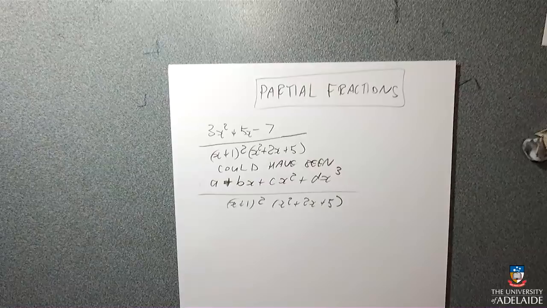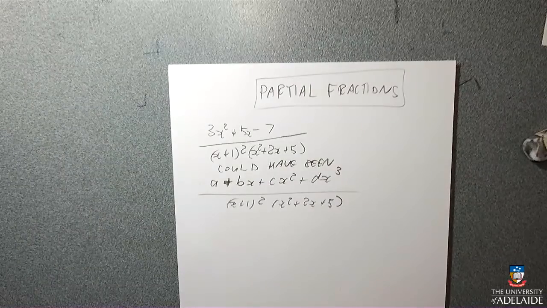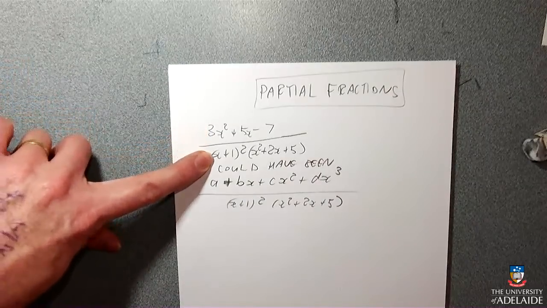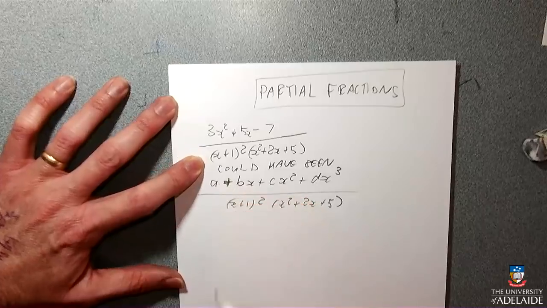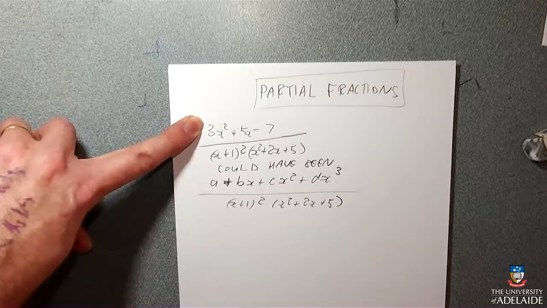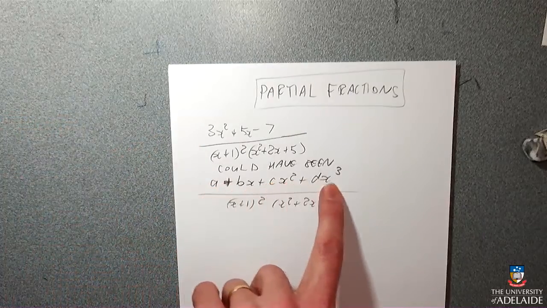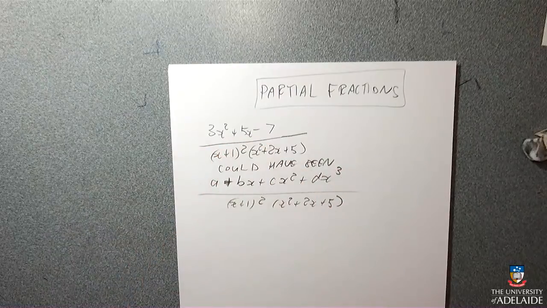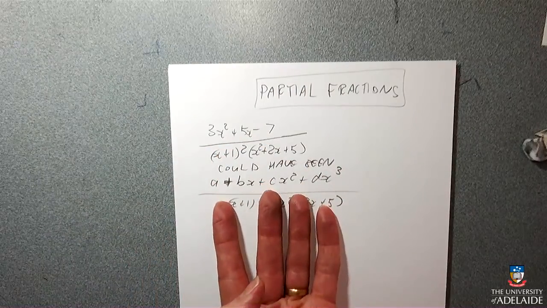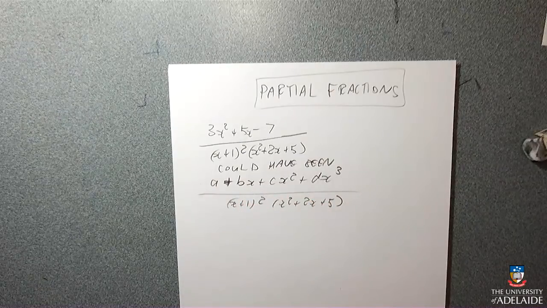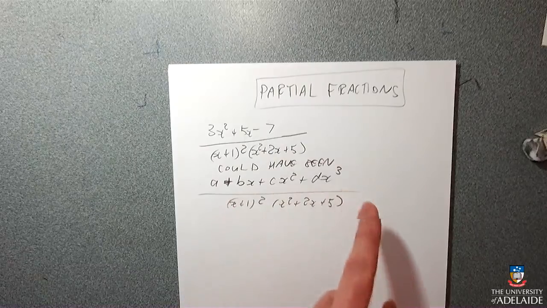If I think of all the things that this could have been, this process is designed for things where the numerator has a lower degree than the denominator. The denominator has degree 4, and so the numerator could be up to degree 3. So this thing could have been anything like a plus bx plus cx squared plus dx cubed. Those things require 4 letters to tell you what they are: A and B and C and D. That makes them 4-dimensional. There's 4 coordinates, A, B, C and D.